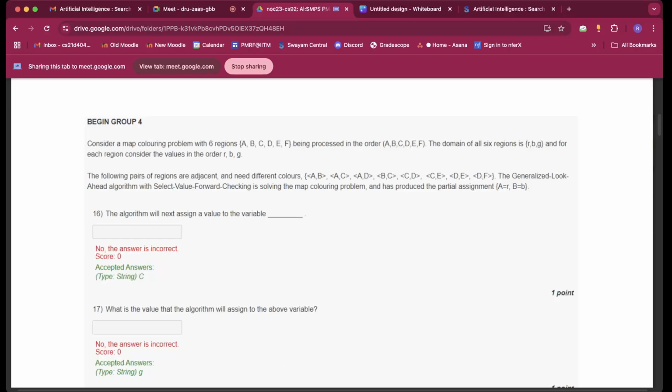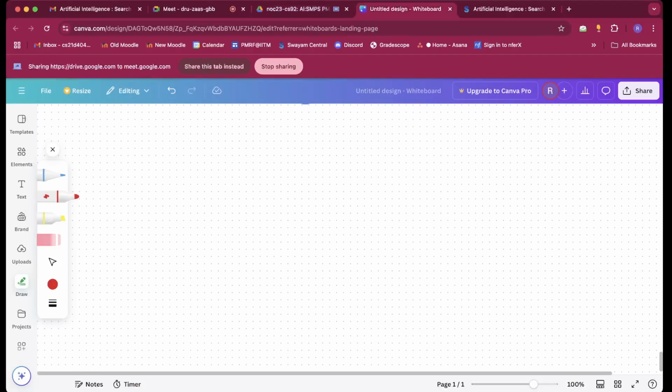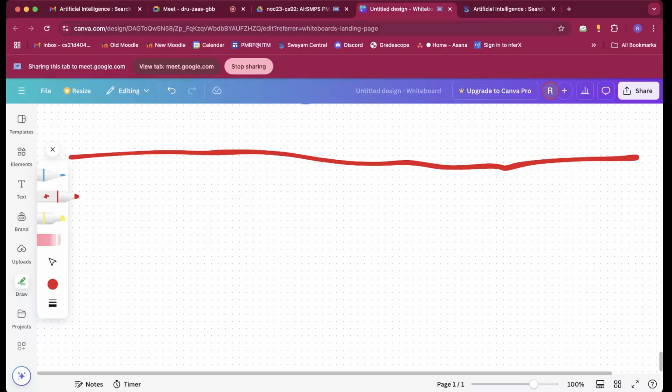We are given that A and B are adjacent, A and C are adjacent, A and D are adjacent, B and C are adjacent, C and D, C and E, D and E, and D and F are all adjacent. So we can actually represent this in terms of a graph.